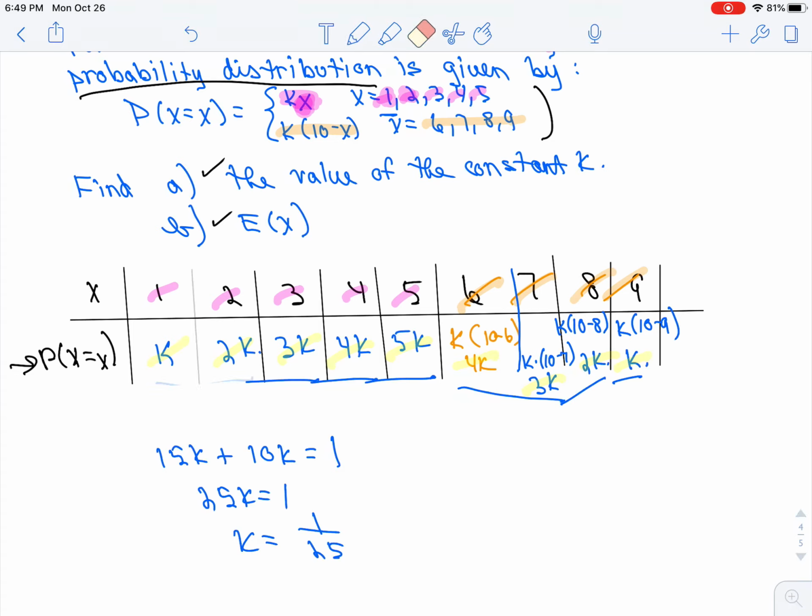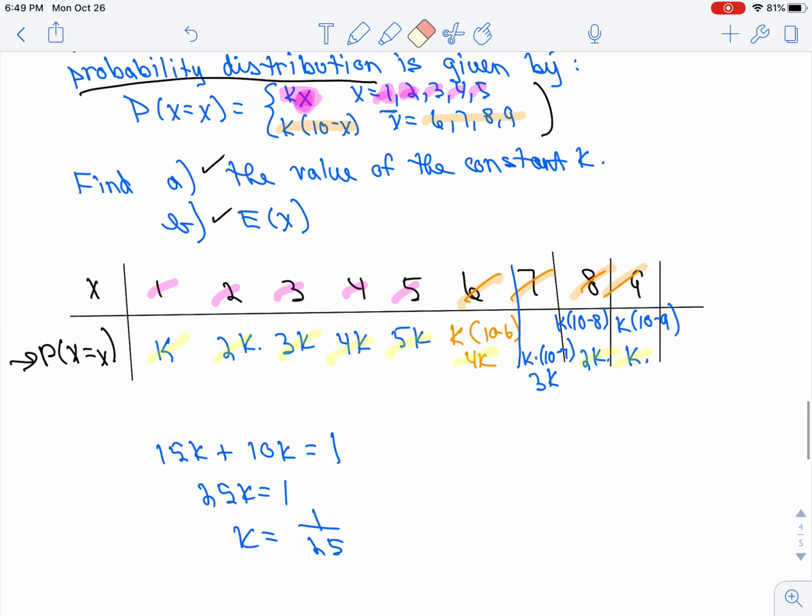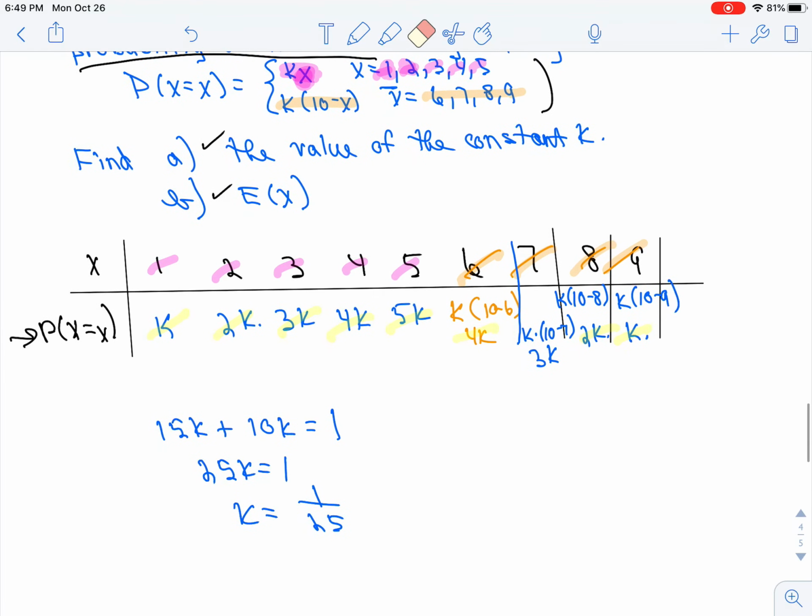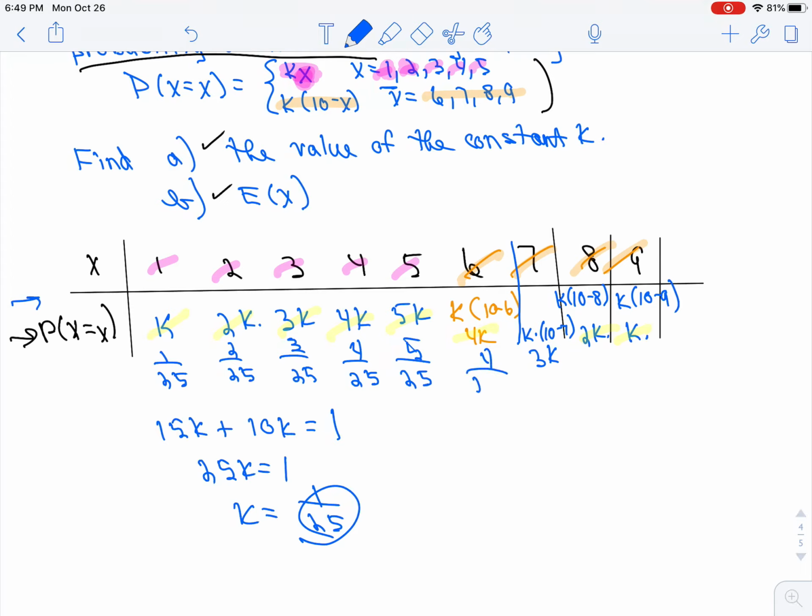So at this point, we're going to have to find the expected value of x. So if we have to find the expected value of x, then what we would want to do is know what these probabilities are. So if I substitute the 1/25 back in, I end up with 1/25, 2/25, 3/25, 4/25, 5/25, which is just 1/5, but I'm going to go ahead and leave it as 5/25 so I can add these up. Next one is 4k, we already have that, so 4/25, 3k is 3/25, 2k is 2/25, and then 1k is 1/25.